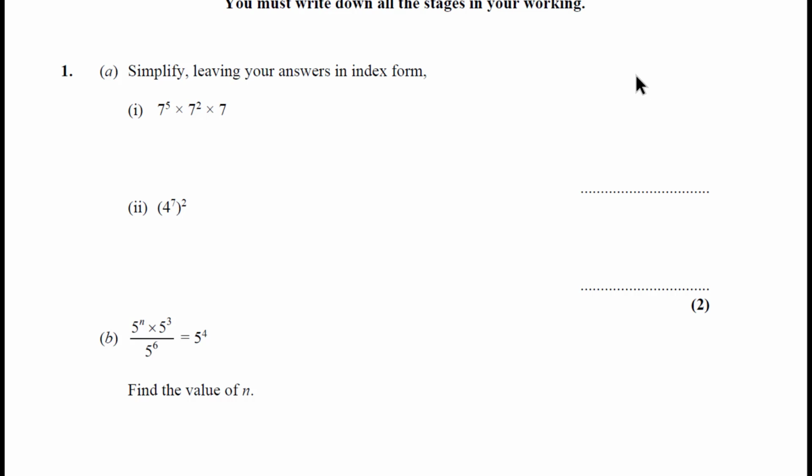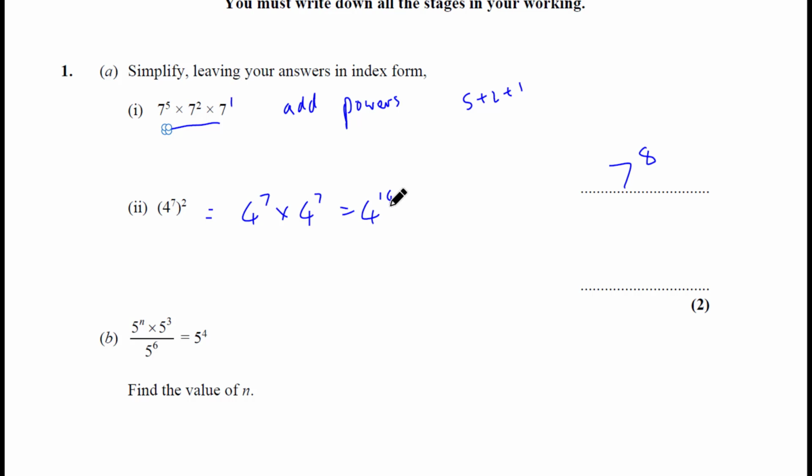So, question 1. So, we should know, we add the powers. So, that's like 7 to the 1, so we add the powers. That's 7 to the power 8. Because it's a 1 mark answer, there's no need to do working out for this. So when it's in the bracket, that's the same as 4 to the power 7 times 4 to the power 7. So we add those powers, that's 4 to the 14.